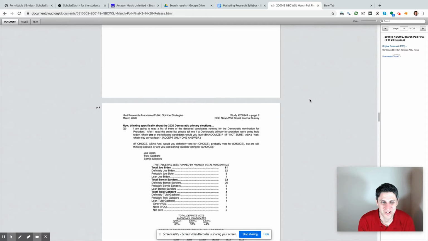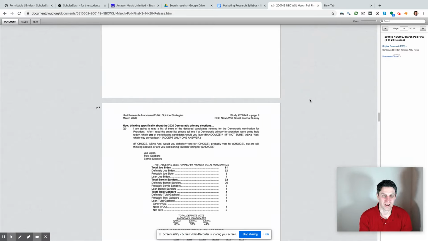Okay, so they only need one answer from each person, right? Because they want to know what the percentage is of each of these candidates. There is information left out there, however, because a lot of these candidates are going to be gone. In fact, they're already gone. Tulsi Gabbard dropped out, so all that's left is Joe Biden and Bernie Sanders.